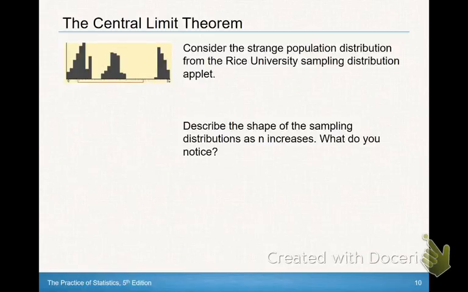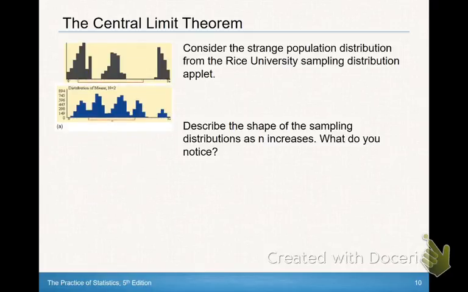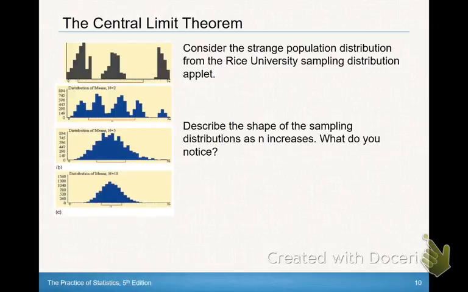Consider this strange population distribution from the Rice University sampling distribution applet. Describe the shape of the sampling distribution as n increases. What do you notice? So you can see the bigger our sample size, first we have n equals 2, then n equals 5, getting closer and closer to normal, n equals 10, and n equals 25. Look how normal it looks when we get to n equals 25.